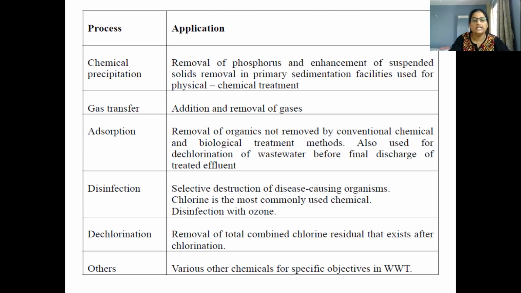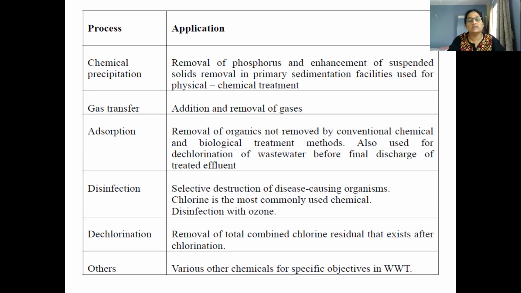Then disinfection, selective destruction of disease-causing organisms. Chlorine is the most commonly used chemical. Disinfection with ozone is also possible. Disinfection is usually killing of bacteria, and a very common, simple, low-cost, affordable method is chlorination. But it can be done with ozone, and it can be done with UV radiation. Those details we have studied in water supply engineering. Here, that much detail is not expected.